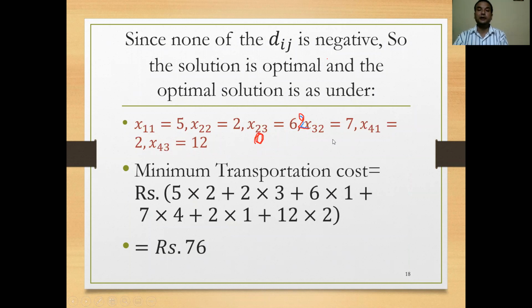We have understood. Let me erase this one because it was for the previous slide, otherwise it may disturb. So this is the optimal solution, and here we have got the optimal solution from the last table. Last table means the last allocated table. So we have got the transportation cost as 76.